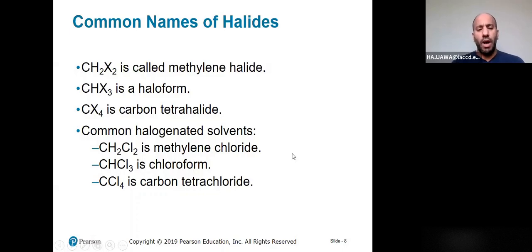Some common names also you're going to probably see in lab. So methylene chloride or methylene halide, that's when you have a CH2X2. Chloroform or haloform for the CHX3. And carbon tetrahalide or carbon tetrachloride would be basically if you have a CX4. So that's also considered to be common names. What would be the IUPAC name? Would be basically tetrachloromethane. Tetrachloromethane, that would be the IUPAC name. Dichloromethane, that would be the IUPAC name.